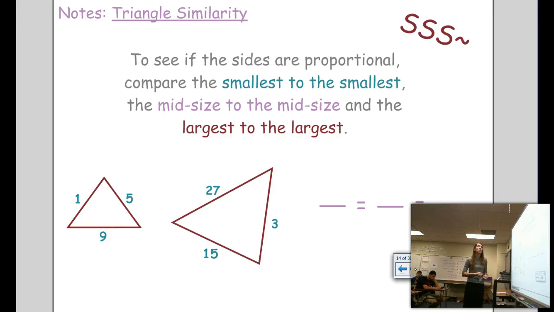Oh, here's an example. Okay, everyone on your whiteboard. On your whiteboard, I want you to see if this triangle is similar to this triangle. I want you to put the smallest number over the smallest number, the medium number over the medium number, and the large number over the large number. Go. Write a proportion on your board right now. It should have 3 ratios in it. Small over small, medium over medium, large over large. Then I want you to divide them out and see if they are equal.